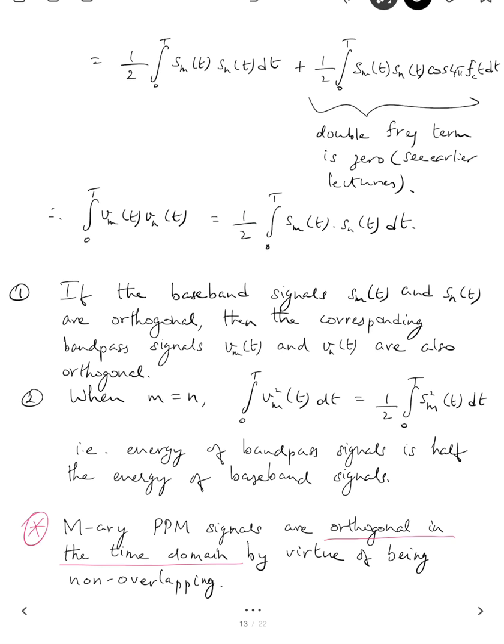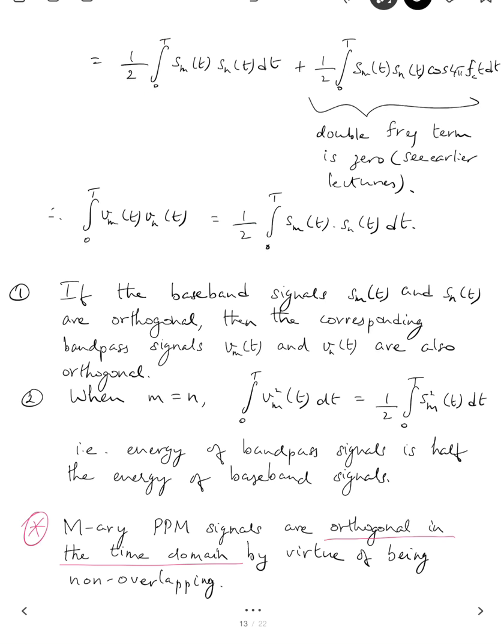Okay, so we have seen this a couple of times previously, also in our earlier lectures, that when this fc is large, the double frequency term, this integral, becomes 0 when the bandwidth of the baseband signals is smaller compared to the frequency fc, which is true in this case because fc is the carrier frequency, which is a large frequency. So this term, which is the double frequency term, completely vanishes. So we are left with only this part of the equation.